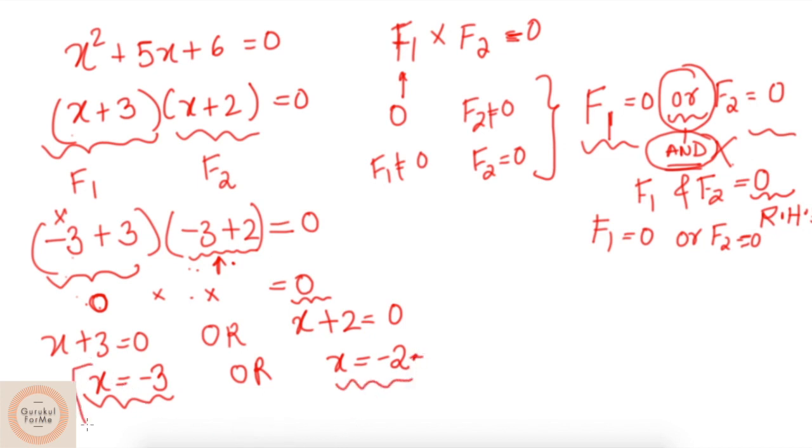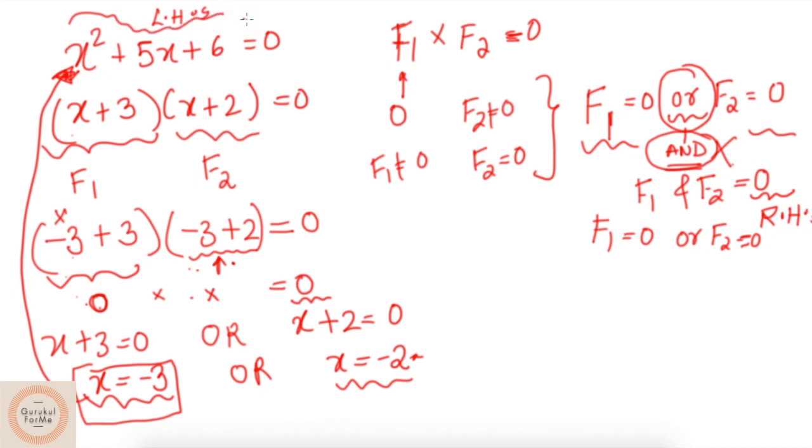If this is the value of x, if you substitute in this quadratic equation, you will get the left hand side, which is this entire quadratic equation, as 0 because the right hand side is 0. I hope you are getting it. These are nothing but called the roots of the equation or zeros of the equation.